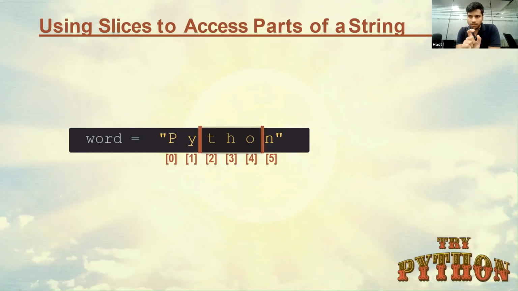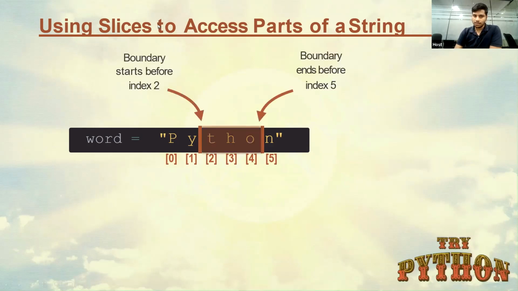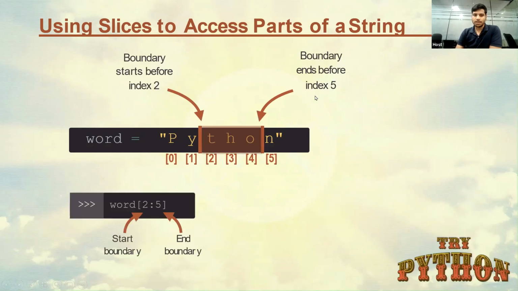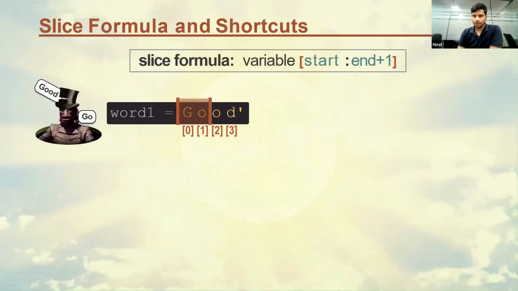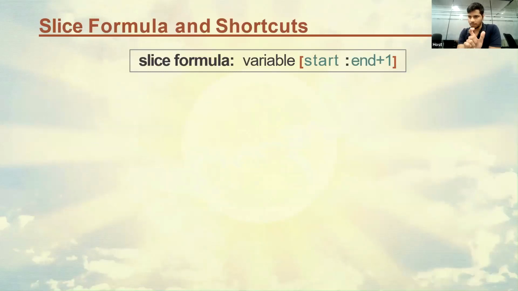If I want to do this, what do I have to do? First I'll take the starting and I'll take the ending. And I'll write variable name, square bracket, starting index, colon, ending index plus 1. This is important, plus 1, not ending index. So in this case, ending index is 4, so here I have to write 5. 4 plus 1, that is 5. So this is the concept of slicing. So what will be the formula? It's variable name, square bracket, start, colon, end plus 1. I hope this is clear.